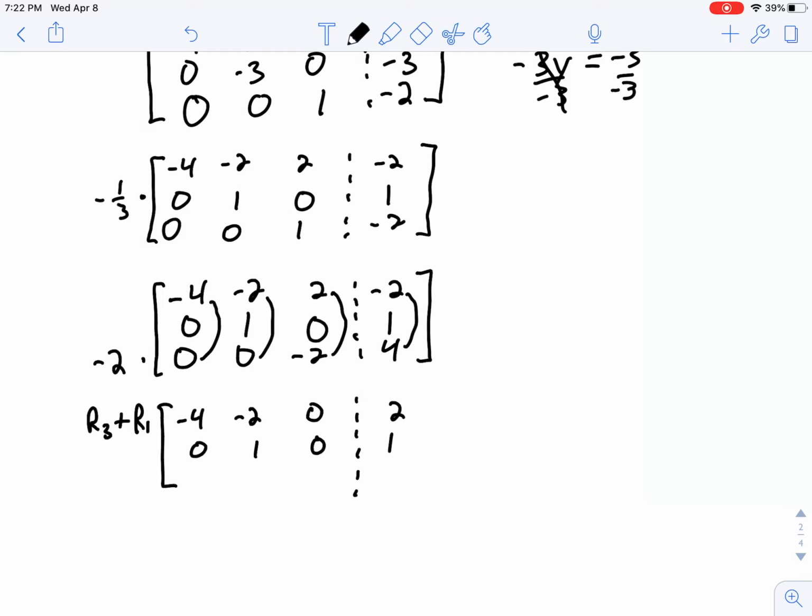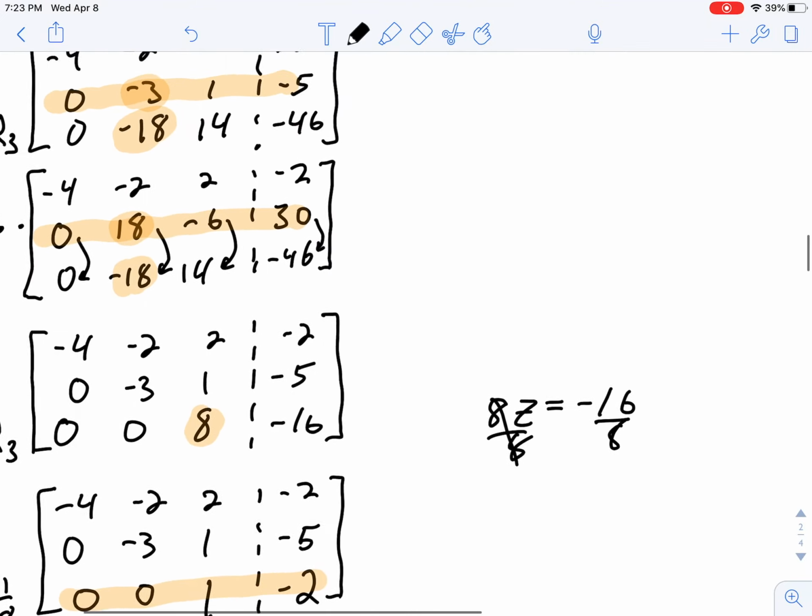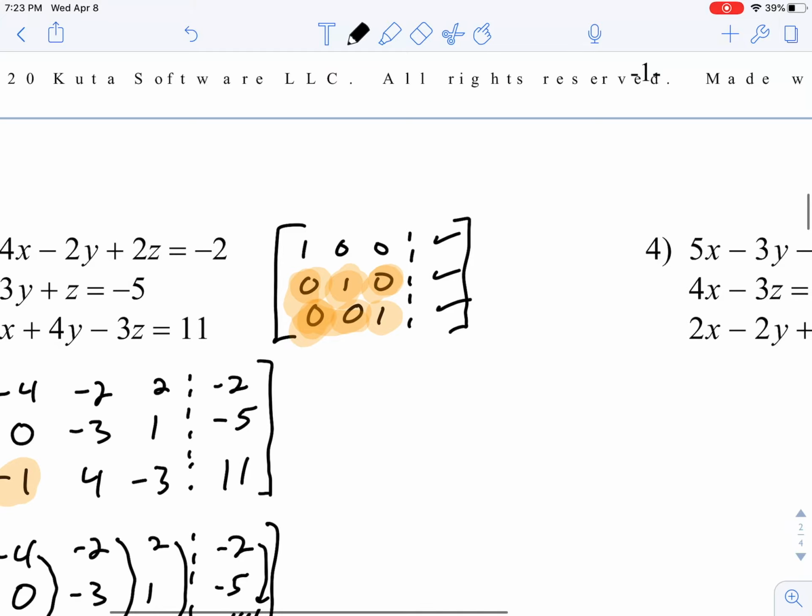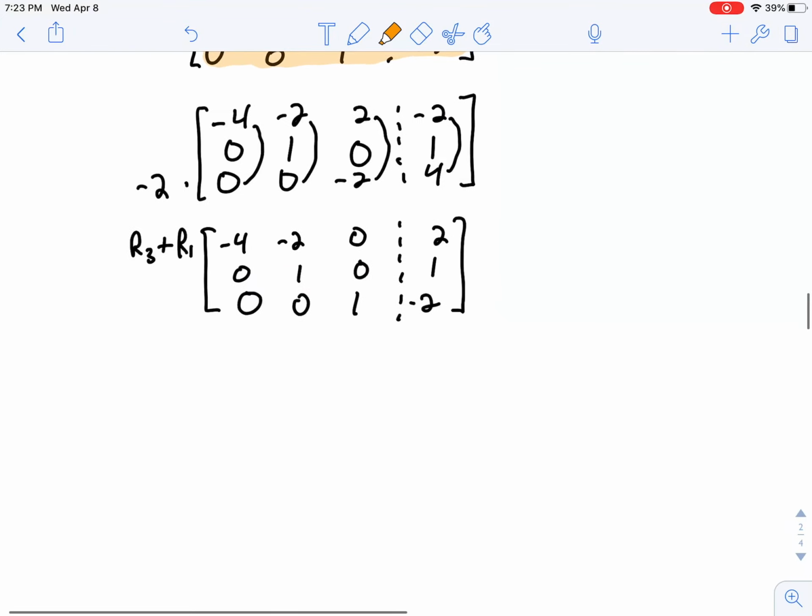The bottom row, I'm going to revert back to this row because I can and because it's already simplified. So we have this done. Now let's focus on that. How can we get rid of that -2?